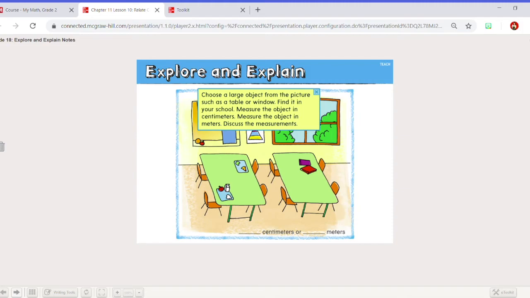In your Explore and Explain today, you're going to choose a larger object from the picture, like a table or a window, find it in your school, I guess we're not in our school, so in our house, measure it in centimeters, and then measure in meters.